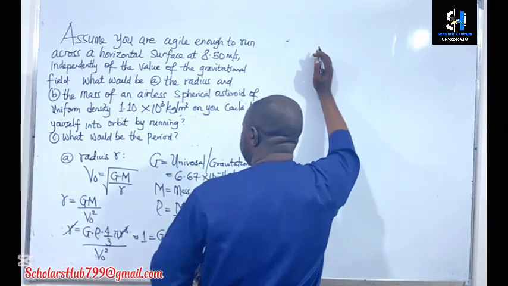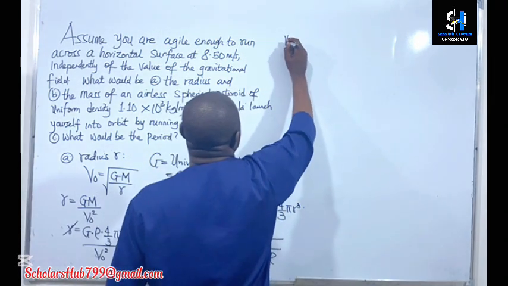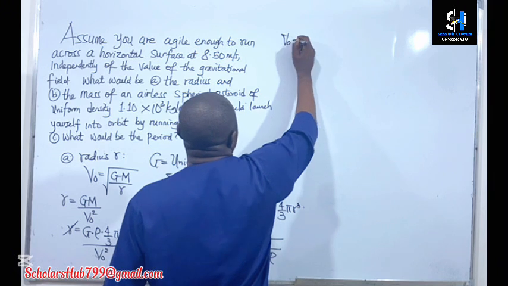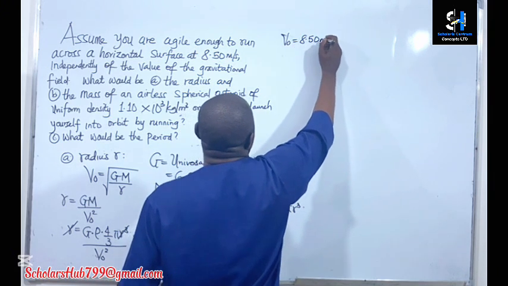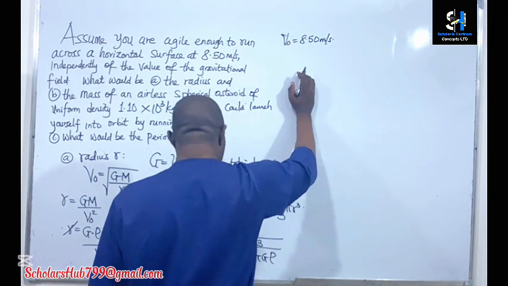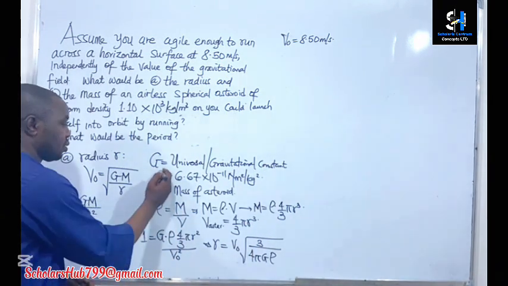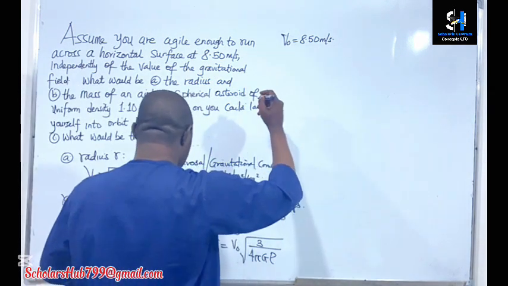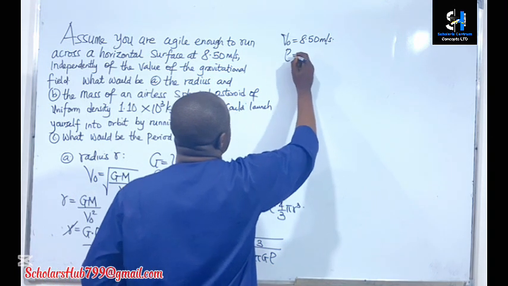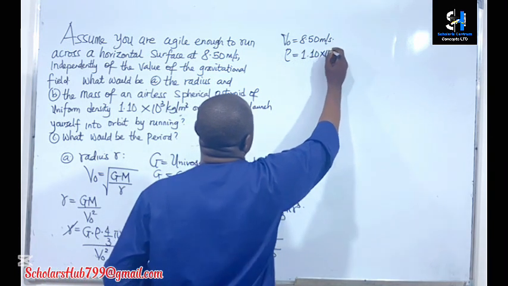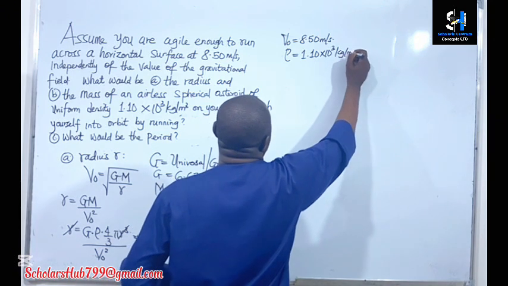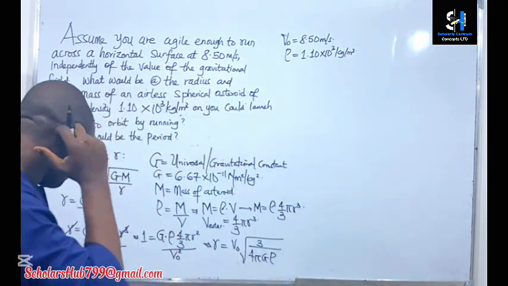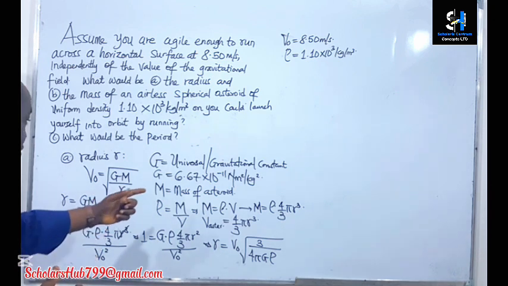Now, what is v naught? V naught is the orbital velocity. The orbital velocity is 8.50 meters per second. And we have here that the gravitational constant, which is a universal constant, is 6.67 times 10 raised to the power of minus 11. Then we're also given the density of the asteroid, which is 1.10 times 10 to the power of 3 kilograms per cubic meter. That's the density of the asteroid.